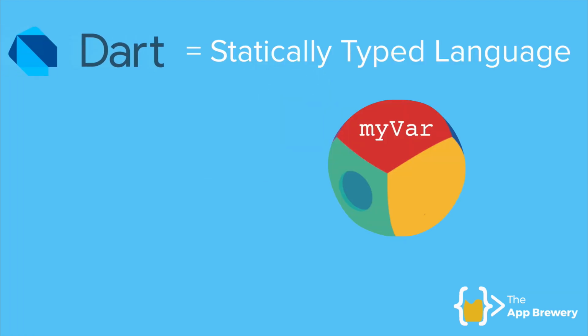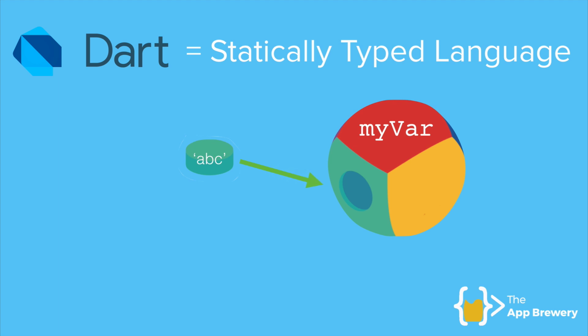Dart is what we call a statically typed language. What does that mean? Well, let's say we create a variable called myvar. It acts a bit like one of those children's toys, which has different shaped holes, and you have to fit the right shape inside the right hole. So for example, if I had something that was circular, then that would go through the circular hole. But if I had something that was a triangle, for example, then it won't go through the hole.